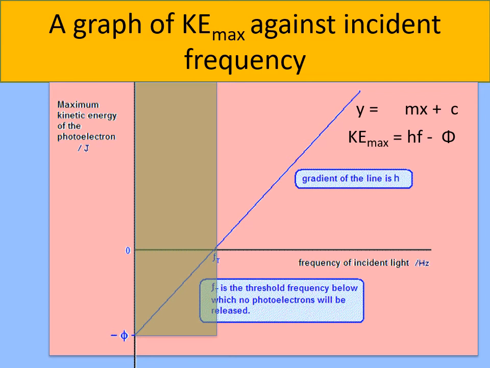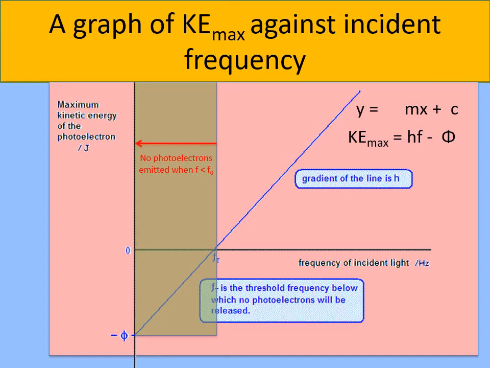This shaded area over here, which is to the left of the threshold frequency, which in this particular diagram is called Ft (we normally call it F0, but they've called it Ft). Everything to the left I've shaded in light brown, and that means that no photoelectrons are emitted when the frequency is less than F0 or Ft, okay? So below the threshold frequency.